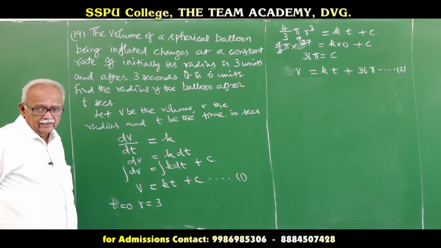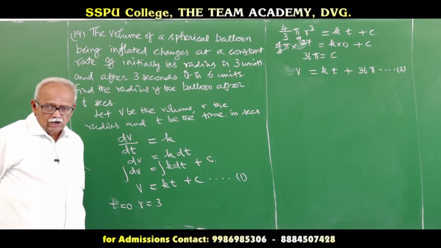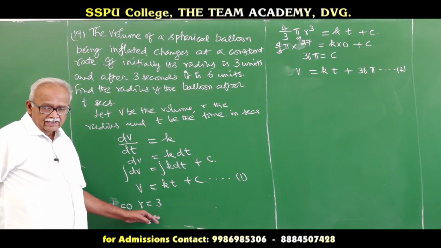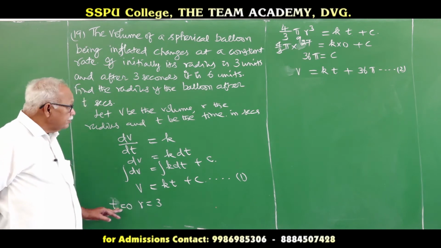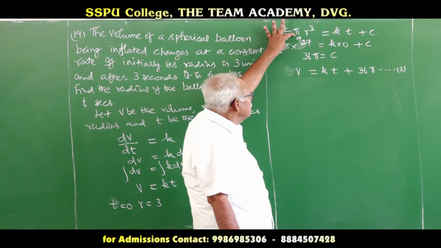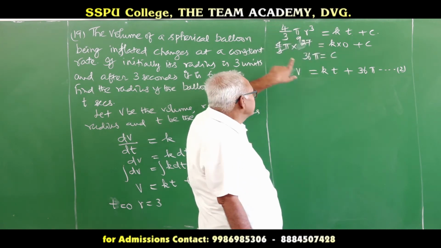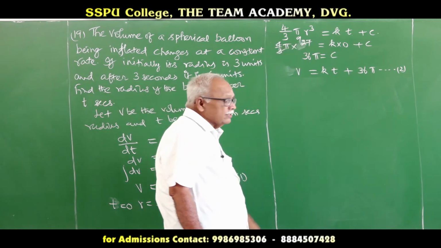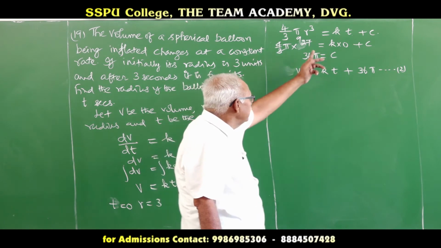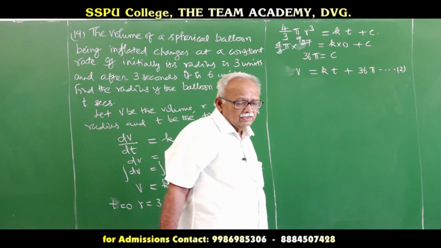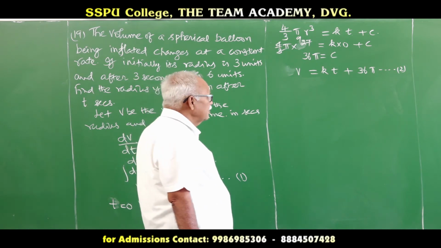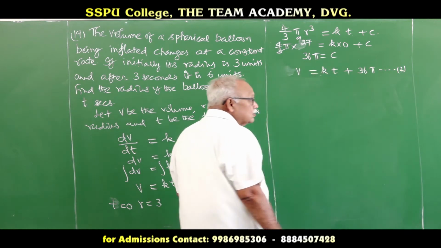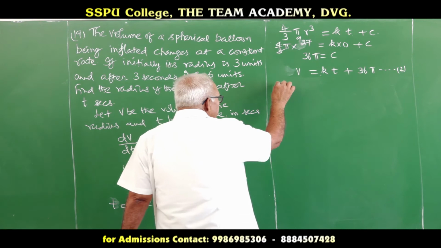Here two parameters are there, so we need two conditions to solve this. First, t is equal to 0, initially the radius is 3, r is equal to 3. When you substitute this, use V is equal to 4 by 3 pi r cube, equal to k into t plus C. 4 by 3 pi into 3 cube, 3 cube is 27, equals k into 0 plus C. So here we get C, and we get the second equation as V is equal to kt plus 36 pi.